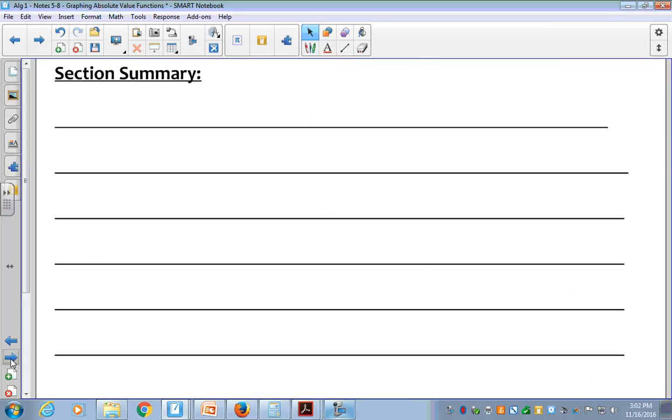Okay, go ahead and take a couple minutes, write your summary. It's 4 sentences with a capital at the beginning and a period at the end, and using the learning objectives to guide what you learned in this section.